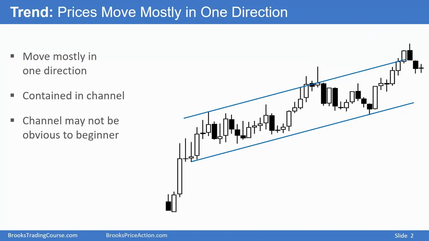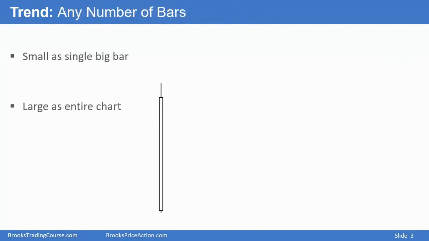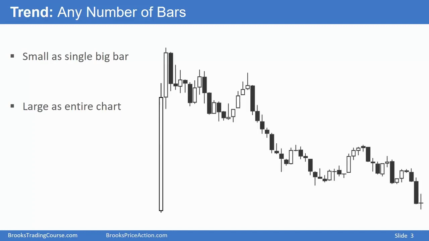Now, I said every trend is contained in a channel. The channel might not be all that obvious, but it's there, and it's important to learn how to recognize it. This is a bull trend bar. Bull trend bar. A trend can be as small as a single bar, and it could be as large as the entire chart. Here we had a trend lasting 2 bars going up, and then many bars going down.